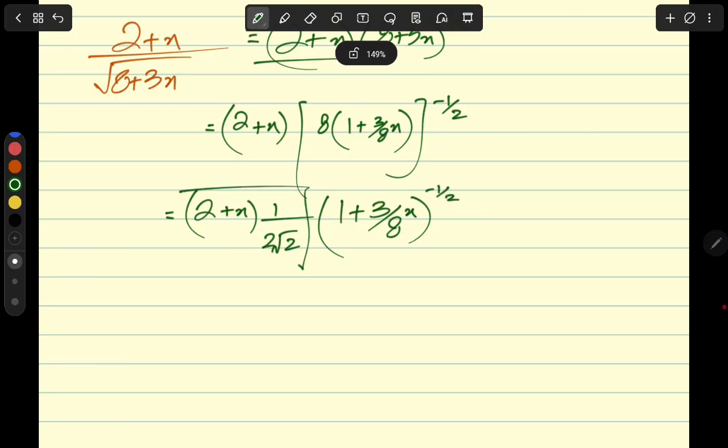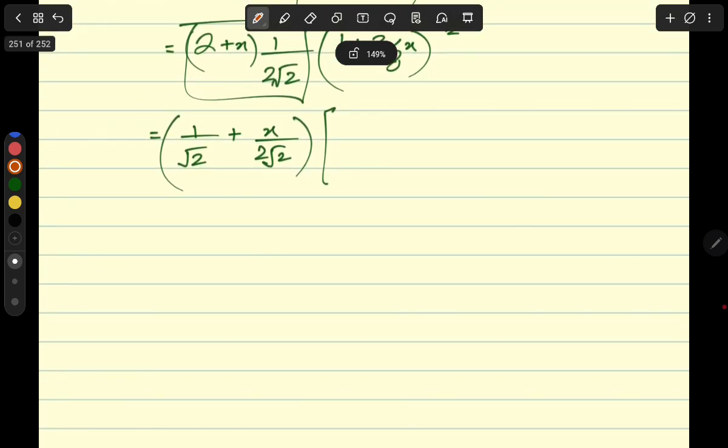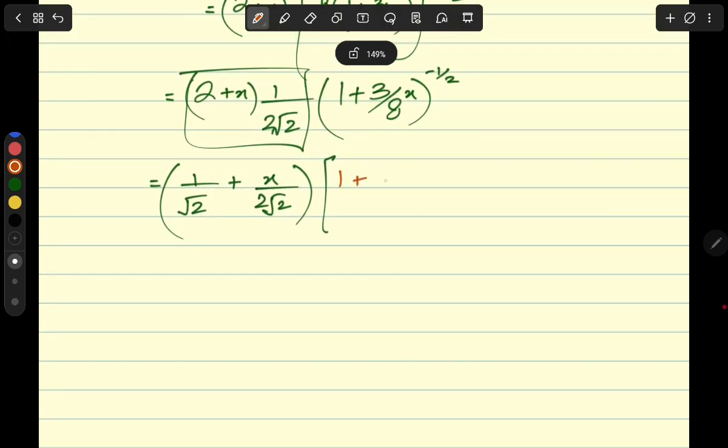Now I can make this into 1. So this is 1 upon root 2 plus x upon 2 root 2, and now multiplied by the expansion. Now this expansion is going to be 1 plus n, n is -half, x is 3 upon 8x, power 1, plus n times n minus 1, so -half times -3 upon 2, over 2 factorial, times 3 upon 8x to the power of 2.